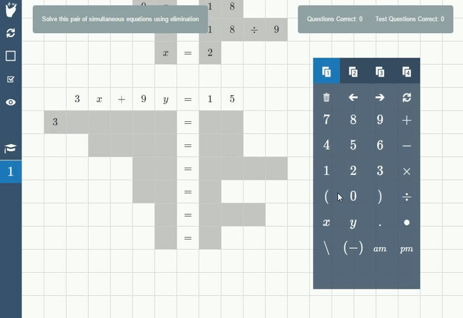So we can start filling in the answer boxes with 3 times what we know x equals, which is 2, plus 9y equals 15. So on the next line we can evaluate our 3 times 2 and get 6 plus 9y equals 15.